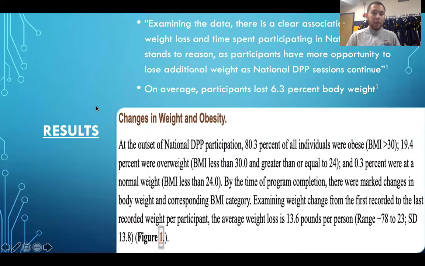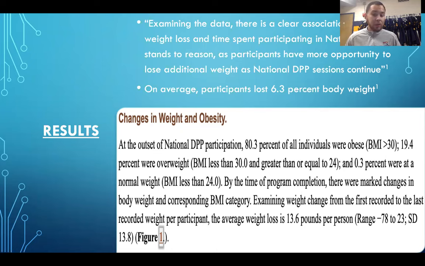So the results. Examining the data, there is a clear association between weight loss and time spent participating in the National Diabetes Prevention Program. This stands to reason as participants have more opportunity to lose additional weight as National Diabetes Prevention Program sessions continue. So it said that studies have shown that if you go and participate in the programming, you will lose additional weight and it can help manage your diabetes better. So it actually proved their hypothesis, so that's awesome.